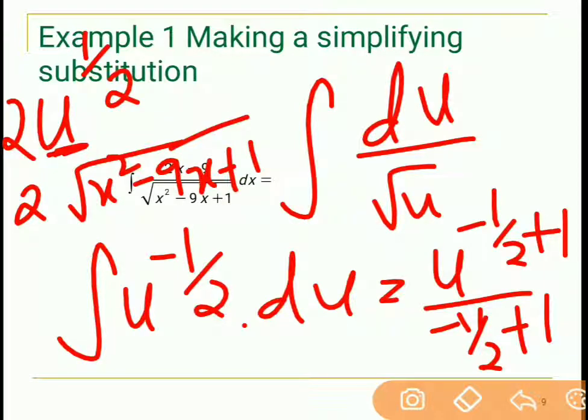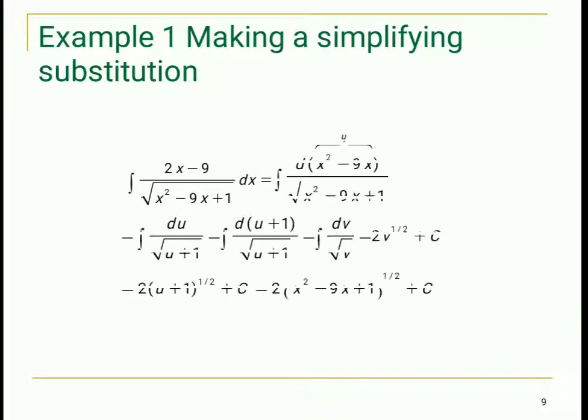Got it? Now let's look at the solution which is given over here. So we have assumed u as x square minus 9x. So differentiation of x square minus 9x is what? 2x minus 9.